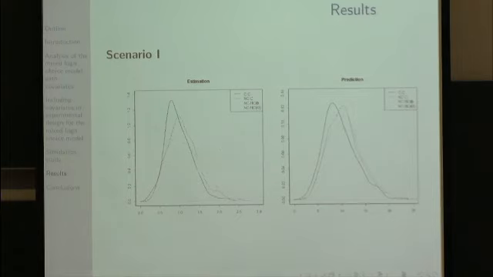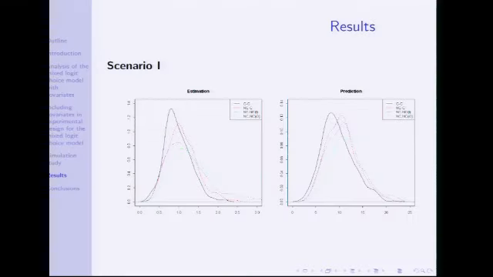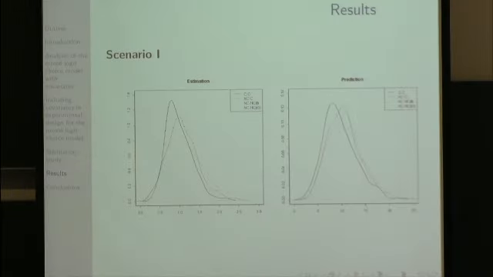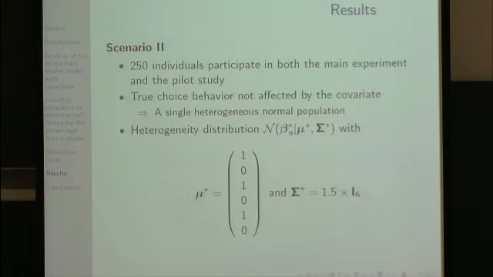Here is just a graphical representation of the results. So we've plotted the individual errors, on the left-hand side the individual estimation errors, and on the right-hand side the prediction errors. The CC approach corresponds to the black curve, and as the black curve is the leftmost curve in both plots, this is again an indication that the CC approach is the best approach here. So it's interesting to incorporate the covariate information when indeed it affects the choice behavior of the respondents.